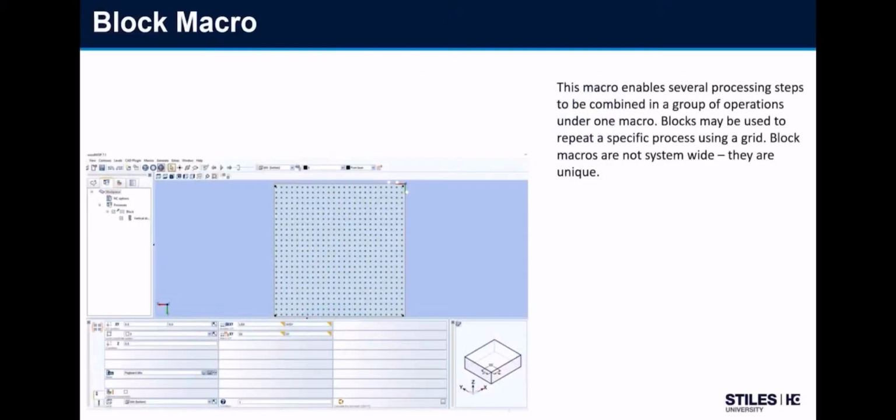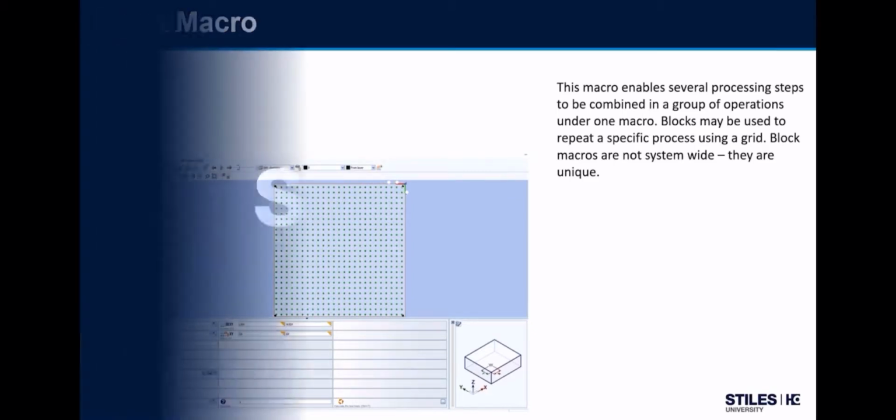When you click on the Collection Macros icon, then on the block macro, you will be required to input the block's parameters. This macro enables several processing steps to be combined in a group of operations under one macro. Blocks may be used to repeat specific processes using a grid. Block macros are not system-wide. They are unique. The block parameters are below the 3D Finished Process Part window.